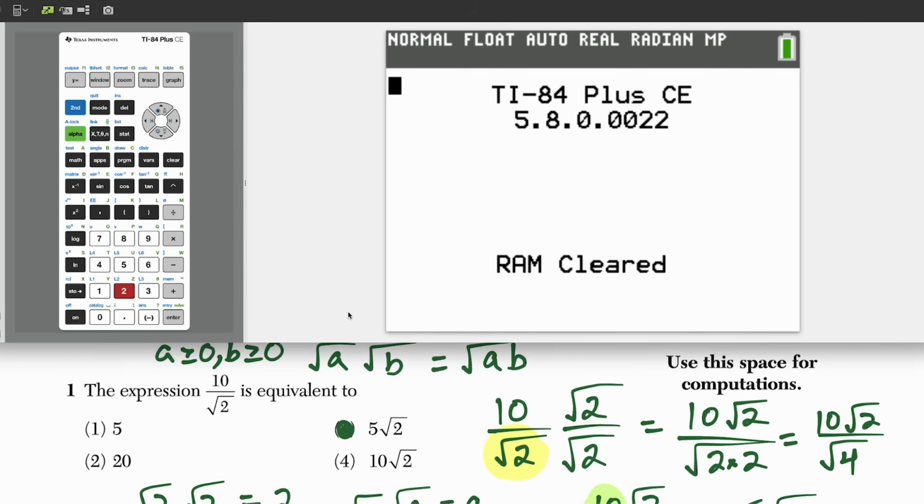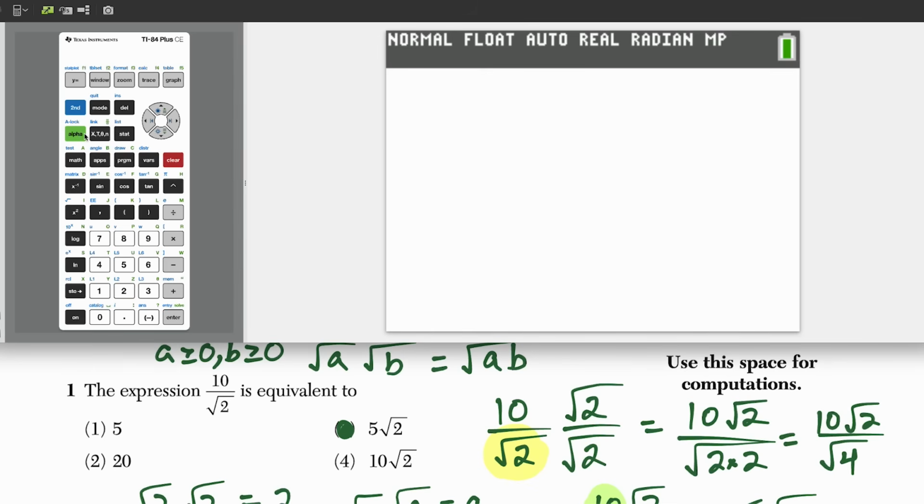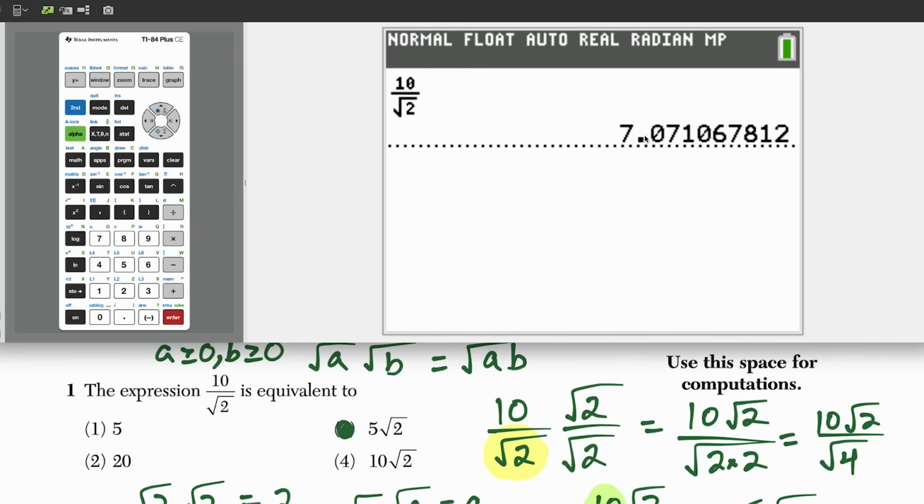But here's another way to do this question. We could just go to the calculator, and we press alpha y equals enter to pull up a blank fraction, and we have 10 over the square root of 2. Okay, so we just type in the question, and then we could go through all of the answer choices. Well, we don't have to go through choices 1 and 2 because this number here, 7.071, is obviously not equal to 5 or 20. And then it's most obviously 3 because 5 times square root 2 is going to be a little bit more than 5.